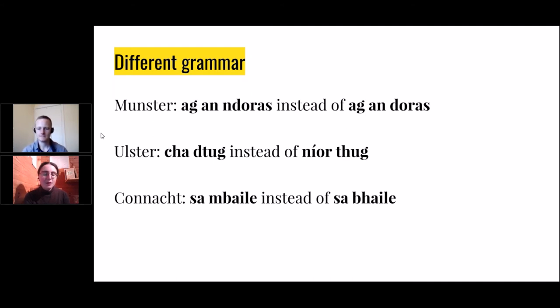And then Connacht, Somalia. Depending on your local dialect in Connacht, you might say Somalia instead of Sualia. You might be familiar with the whole idea of eclipsis and lenition, but it's a grammatical term, the whole thing about MB and M and BH. Depending on dialect, these can be reversible in grammar. So they're just examples of the differences. There are many other differences in grammar.